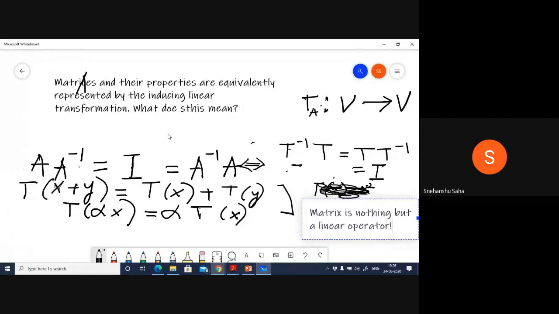Recall that for a function to have an inverse, it needs to be one-to-one and onto. So it's a bijective mapping. The same applies to linear transformations. A linear transformation and the corresponding matrix possessing an inverse is solely dependent on the linear transformation being a bijective mapping. Now, what do you mean by a bijective mapping?